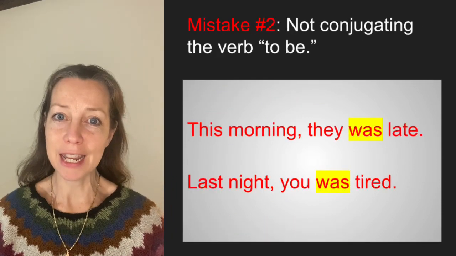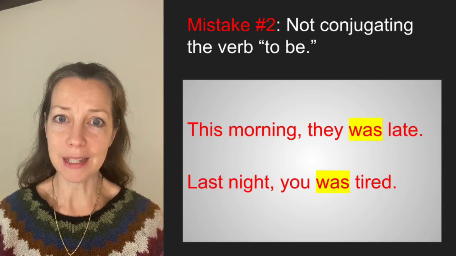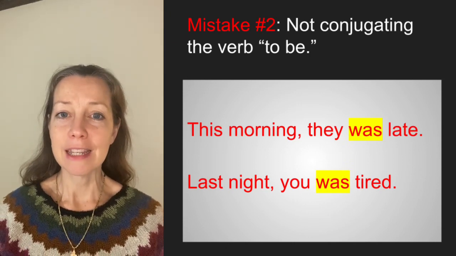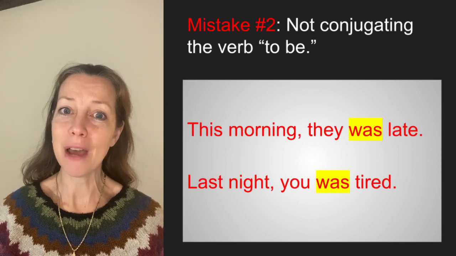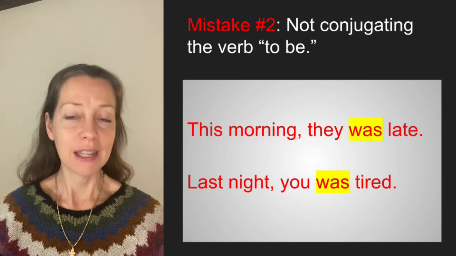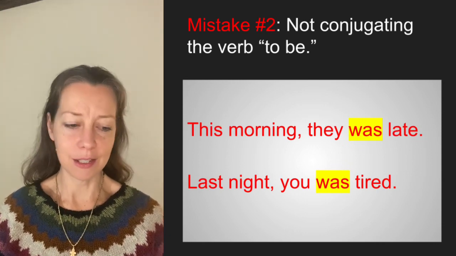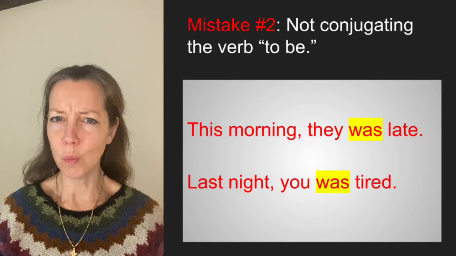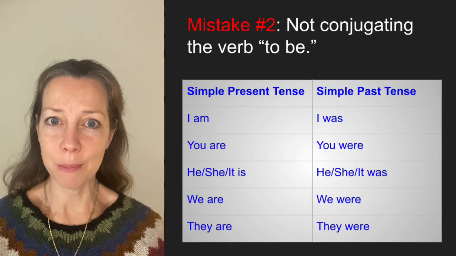Let's look at mistake number 2, not conjugating the verb to be. The verb to be is even more irregular than irregular verbs because you have to conjugate it. Look at these 2 mistakes. This morning, they was late. Last night, you was tired. So let's look at the conjugation of the verb to be.